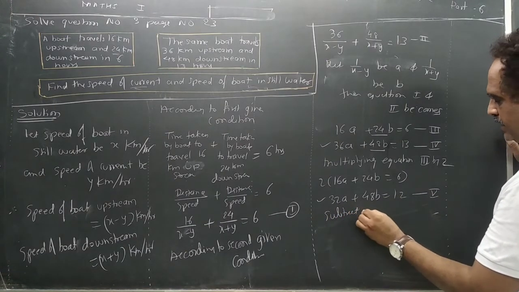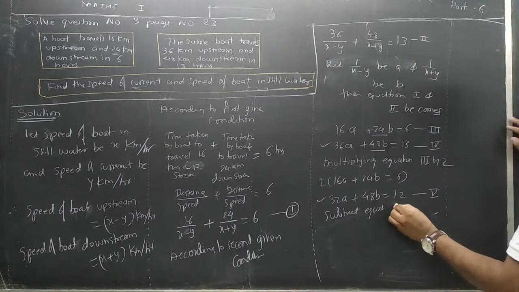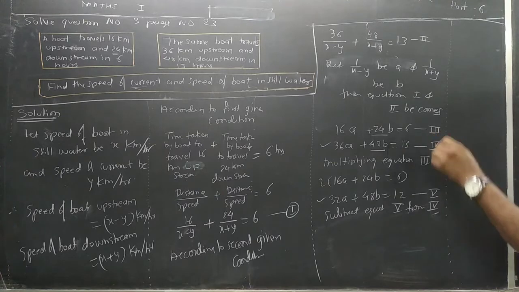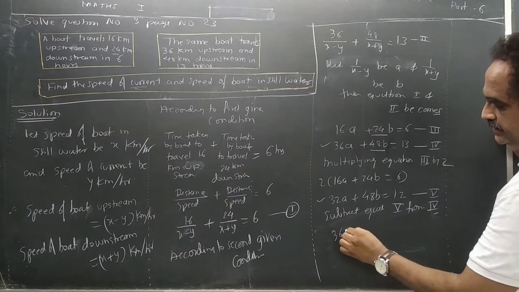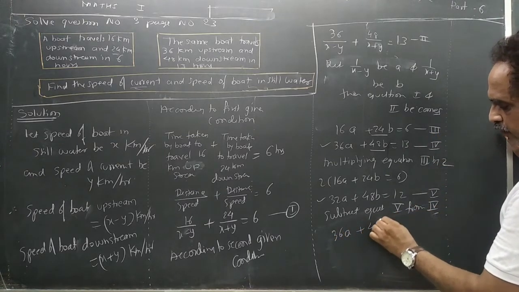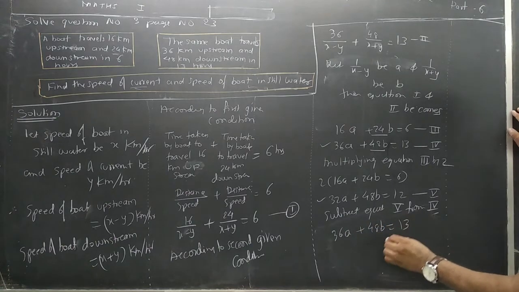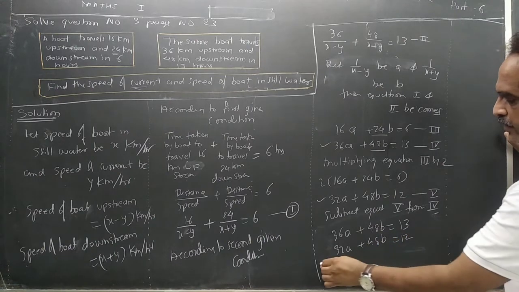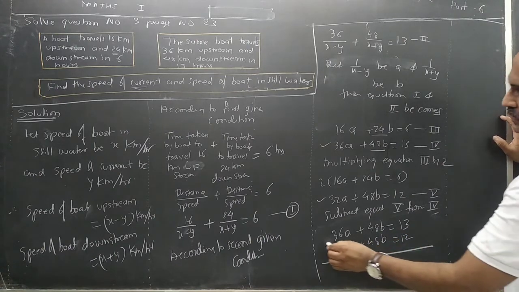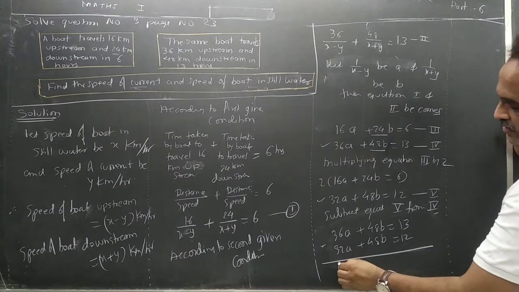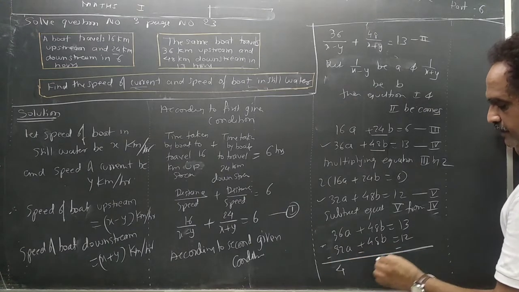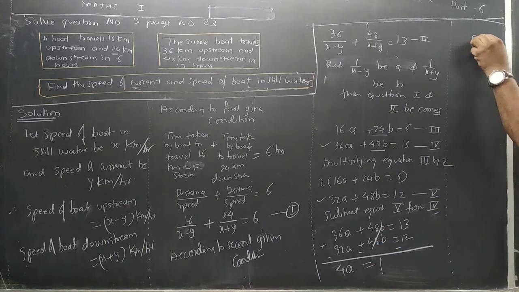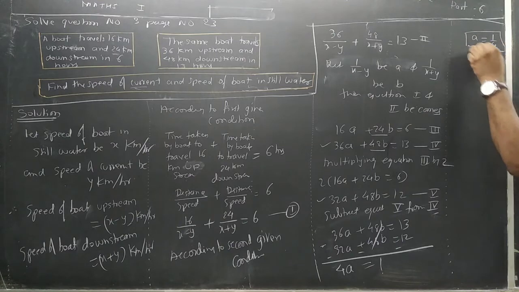Subtract equation 5 from 4. So 4 we write first. 36a plus 48b is equal to 30, and 32a plus 48b is equal to 12. When I am subtracting it, you have to change the sign. So 4a is equal to 1, or a is equal to 1 upon 4.